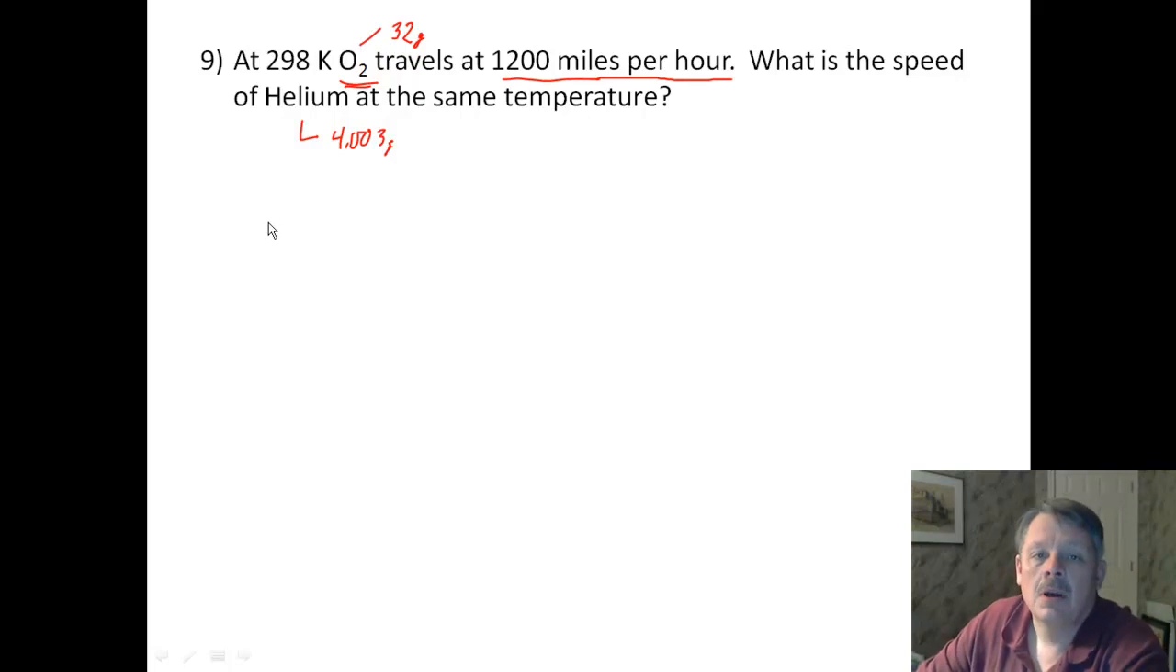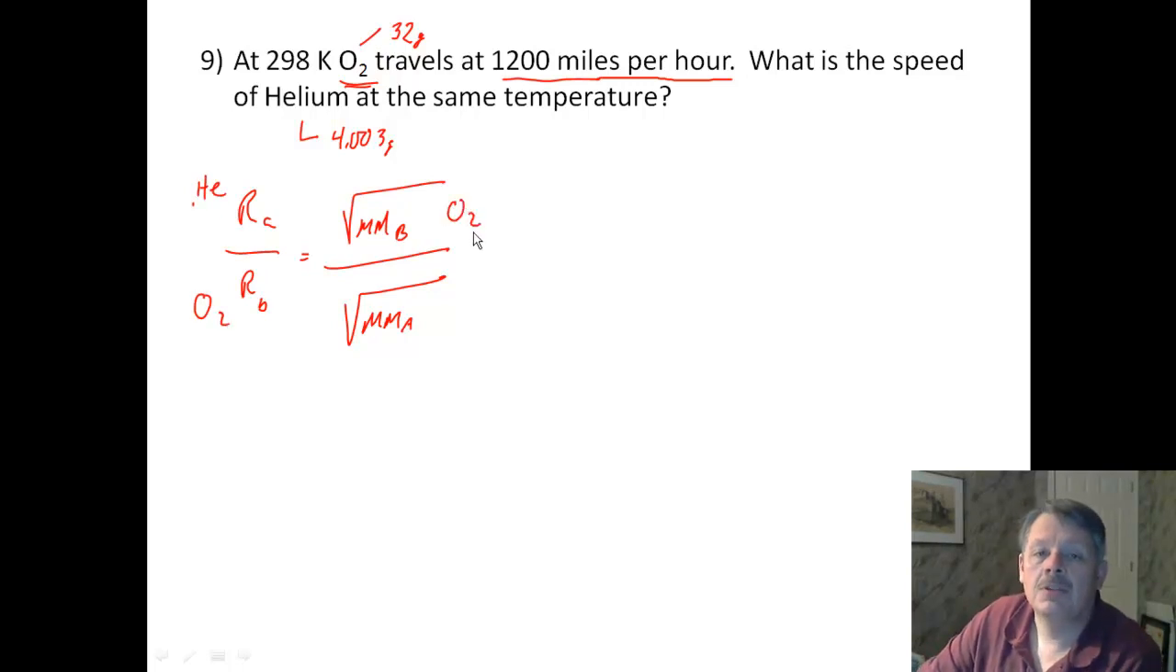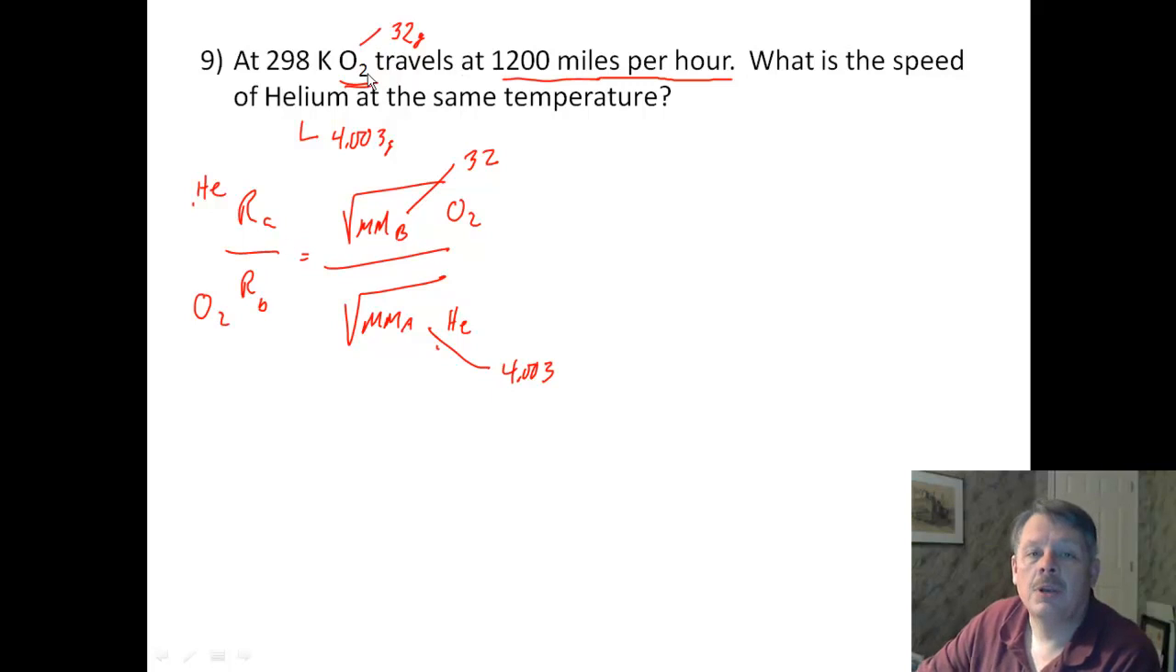That's pretty fast. All right, so we have to remember that the rate of A over the rate of B is equal to the square root of the molar mass of B divided by the square root of the molar mass of A. All right, well, let's assume that A is helium, and let's assume that B is O2. So that means O2 is up here, and helium is here. What do we know? Well, the molar mass of B, which is oxygen, is 32, and the molar mass of A is 4.003, and the rate of oxygen is 1,200 miles an hour.